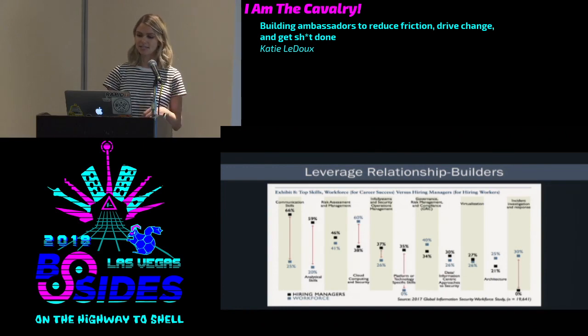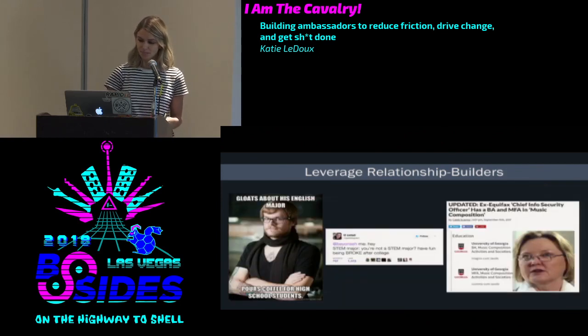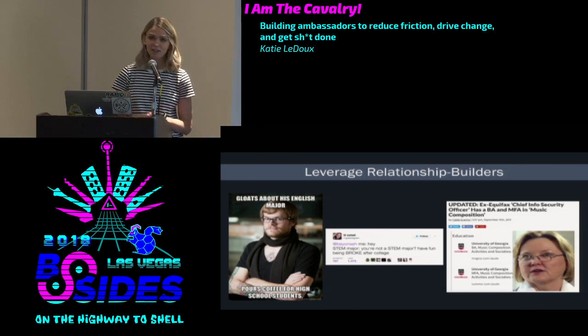This chart shows the disconnect between what members of the workforce think will make them successful and marketable in the InfoSec industry versus what hiring managers are actually looking for. The very top skill being prioritized by hiring managers is actually communication, followed closely by analytical skills. Meanwhile, the workforce is prioritizing a slew of technical skills above those communication and analytical skills. And yet, we as an industry are very quick to devalue anything that isn't a STEM degree.